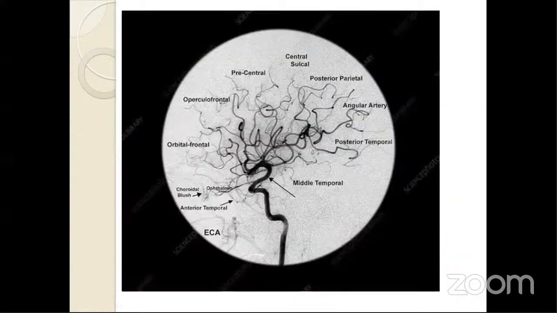In this image, we can appreciate the cortical branches, as we have discussed previously: the anterior temporal branch, the middle temporal branch, the posterior temporal branch, the angular artery of the parietal lobe, the posterior parietal. Then in the frontal lobe, we can appreciate the precentral, the operculofrontal, and the orbitofrontal vessels.